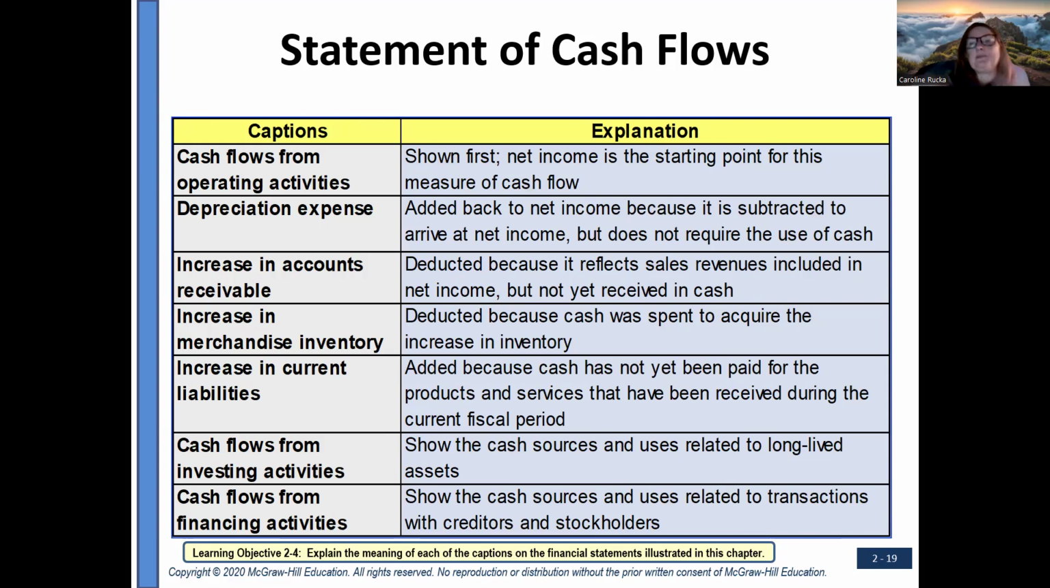Then remember, GAAP requires us to do an indirect presentation of our statement of cash flows. So we have to take our income statement and then back out any transaction that we've recorded there that doesn't directly impact cash.